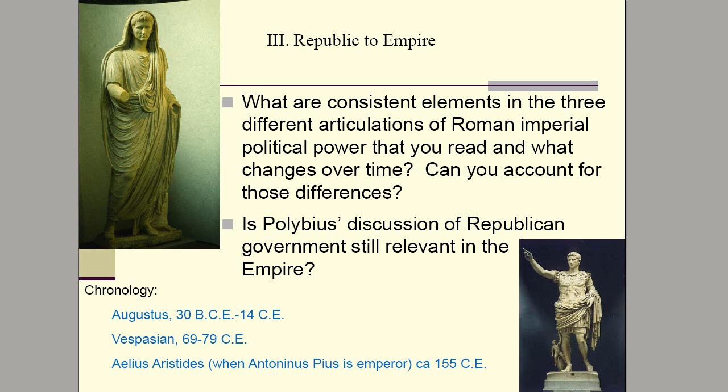So when you look at these documents, what elements seem to be the same? What elements seem to be different? Why might that be? Take a look at the chronology and the timing of these. And I'm going to talk a little bit more about these emperors, especially about Augustus, in just a minute to help you think about those questions. And also think about what Polybius wrote about the Roman Republic. Is that still an influential idea in the Roman Empire?